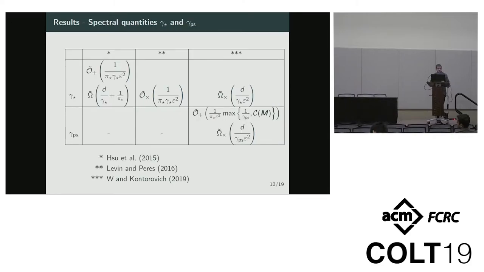As for the spectral quantities, the first line of this table sums up the results of estimating the absolute spectral gap in the reversible case. Here there was still an open lower bound that depends also on the epsilon parameter, the proximity parameter. This is closed. So this shows that the bound cannot be generally improved. As for the pseudo-spectral gap, this is the first time we actually have bounds which look a little bit like the ones of 2015, except there is an extra complexity parameter that depends on how balanced the stationary distribution is.